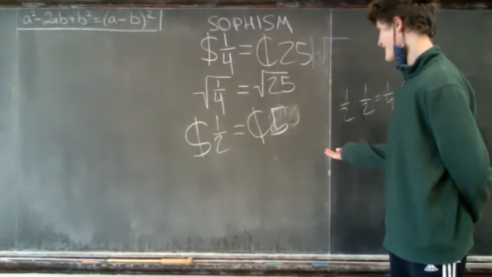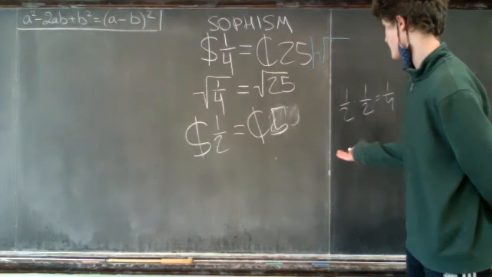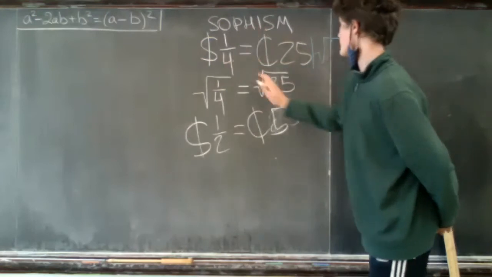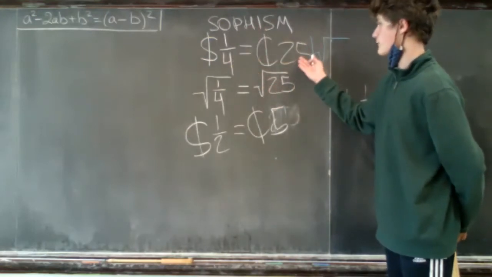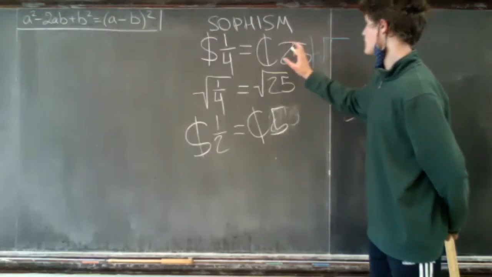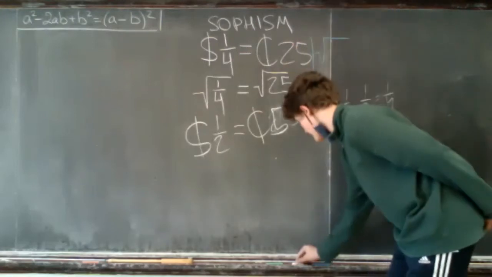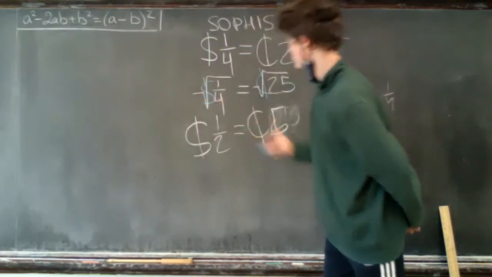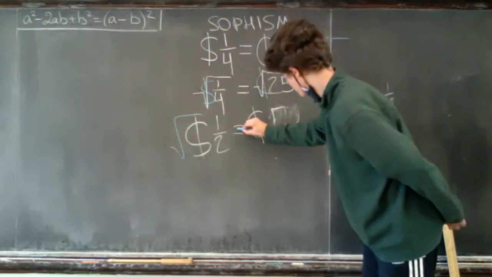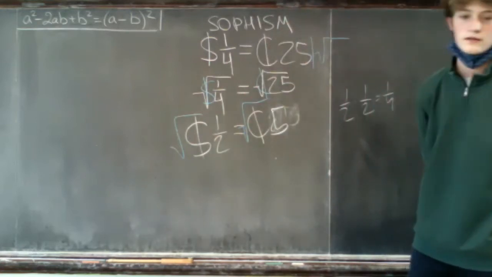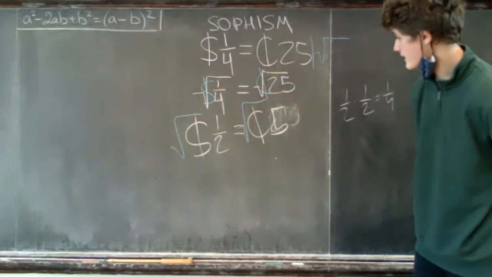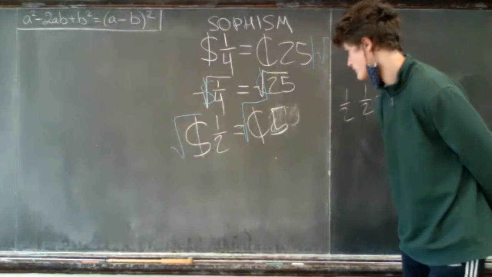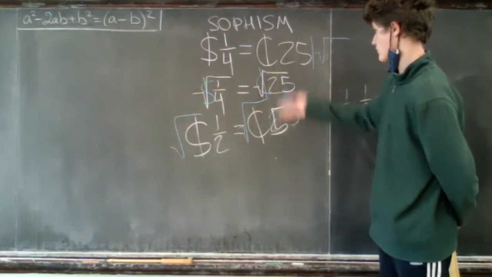And really, what's happening here is I am hiding the units in this second step, because obviously 1/4 of a dollar is 25 cents. But when I'm taking the square roots, I'm hiding the units. And if I was to not do that, I would have the square root of a dollar and a cent. And since there is no numerical value to a dollar or a cent, you can't really find the square root of either of those. So it doesn't work.